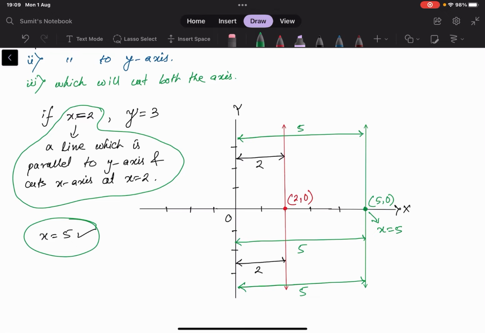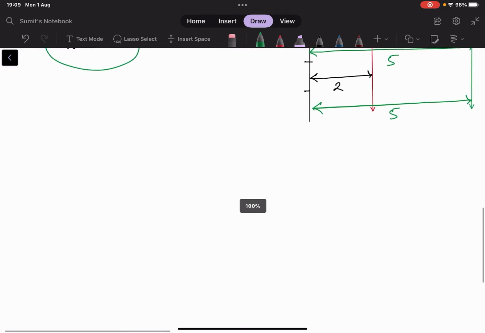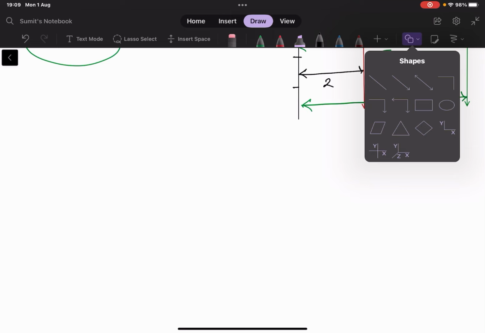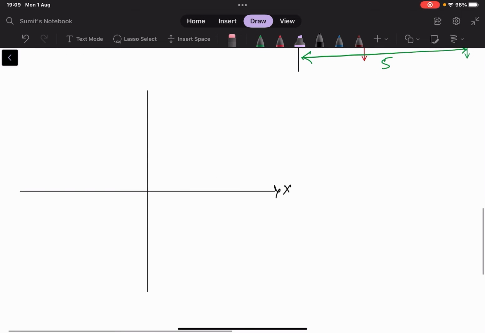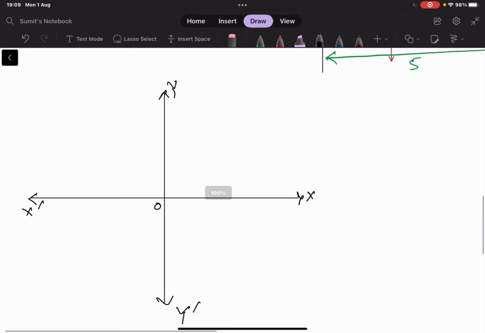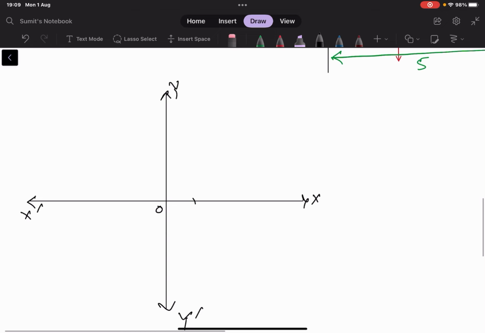For y equal to 3, wait, I am drawing another graph for that. That is the x-axis and that is the y-axis, right? That is x, x dash, and that is y, y dash, that is the origin, taking a 1 centimeter gap: 1, 2, 3, 4, 1, 2, 3, 4, 1, 2, 3, 1, 2, 3, 4. Okay.